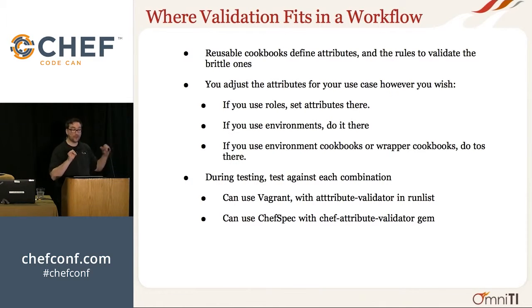The validation rules go in right next to the attributes you're defining, and then you adjust the attributes for your use case however your workflow dictates. Some people use roles. That's cool. Set your attributes in the roles. That's fine. When the convergence actually happens, assuming you include the validator, it will see what value you set and then run the rules which the cookbook defined against the actual value that it resolved to. And so that allows your roles to vary, or your builds to vary, while the knowledge of what is a permitted value stays the same.